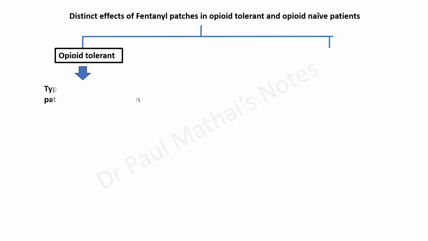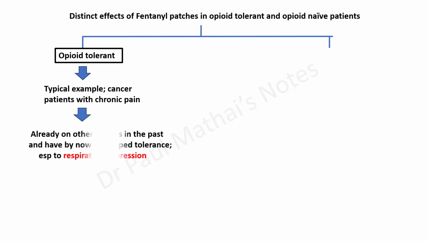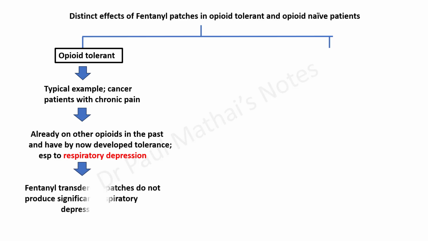In opioid tolerant patients, a typical example of which would be a cancer patient with chronic pain, such a patient would have been taking opioids for weeks or possibly months, and would have by now developed tolerance, especially to respiratory depression produced by opioids. Now, fentanyl transdermal patches do not produce significant respiratory depression in such opioid-tolerant patients.